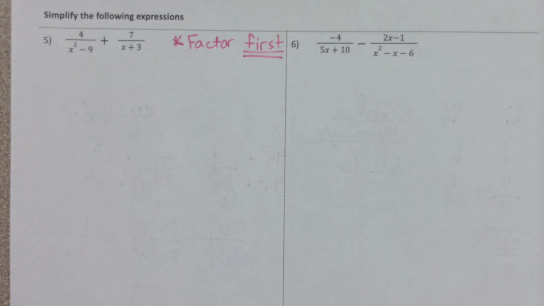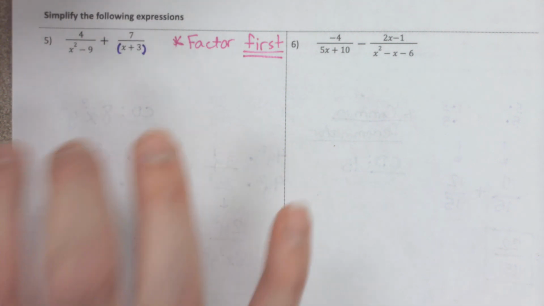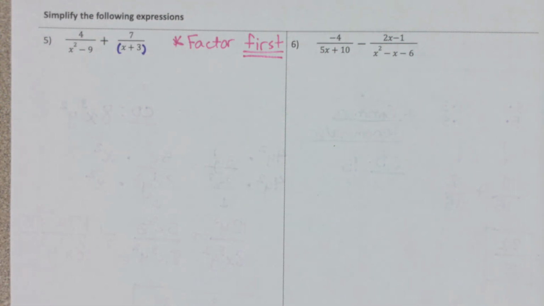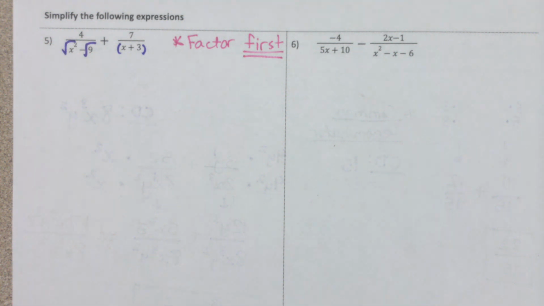Number 5, we have 4 over x squared minus 9 plus 7 over x plus 3. I'll put that x plus 3 in parentheses as usual. And I'm not going to do that to x squared minus 9 because I can factor that. How do I factor x squared minus 9? Give me the shortcut, please. Chase? Square root. Yes. Square root. Front and back. Leave the negative in the middle.